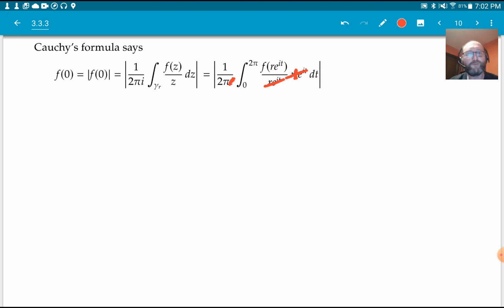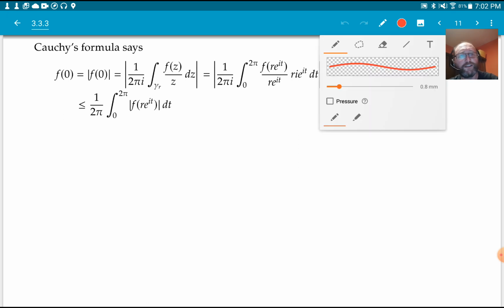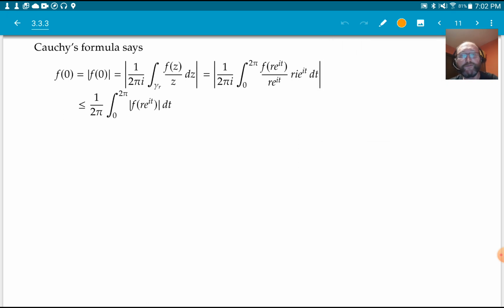So I just have, basically, whatever's left out here. It's going to be important in just a moment. But now let's take this and let's take the absolute value inside. We get an inequality, right? That's the triangle inequality for integrals. We get this inequality over here, so this guy is less than or equal to here, all right?